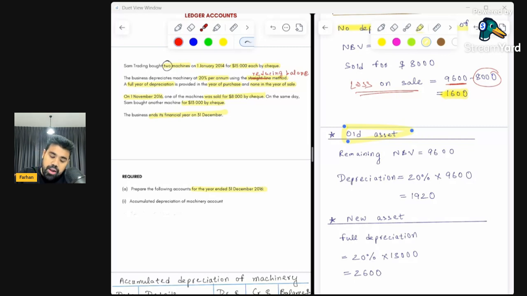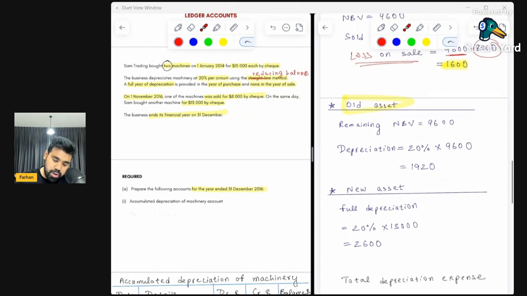Okay? Now, the net book value for this other old asset is also 9,600, right? And the depreciation is calculated by multiplying the given percentage with this net book value, because we're using the reducing balance method of depreciation, which gives us a depreciation of $1,920. Okay? All right. So what about the new asset that we had purchased?